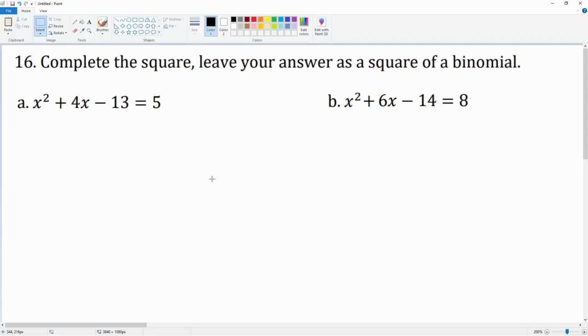Number 16 asks us to complete the square, leaving your answer as a square of binomials. What does it mean to complete the square? To complete the square, the standard form has to be incomplete. Let me explain something to you.